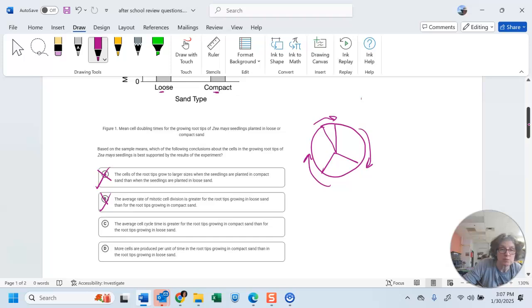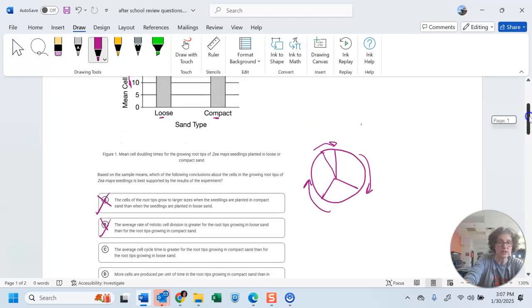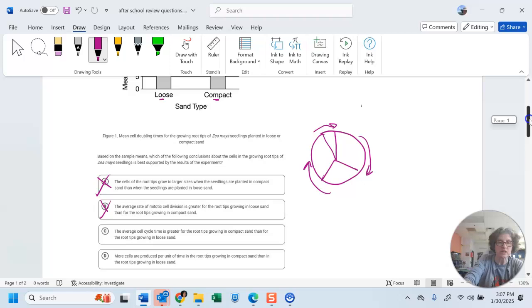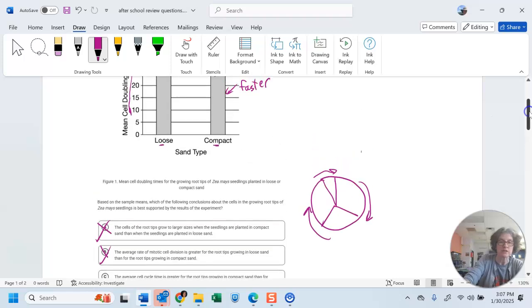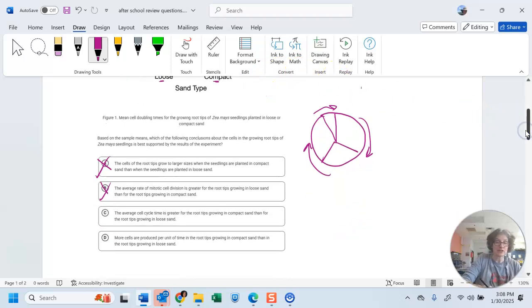More cells are produced per unit time in the root tips growing in compact sand than in the root tips growing in loose sand. Okay. So more cells are produced per unit of time in the root tips here. Yes, that's the one. That is the clearest one, right? Because what we're really looking at is mitosis here. We don't want the entire cell cycle being measured, just the mitosis, right? Okay, so that first question, D is the right answer.